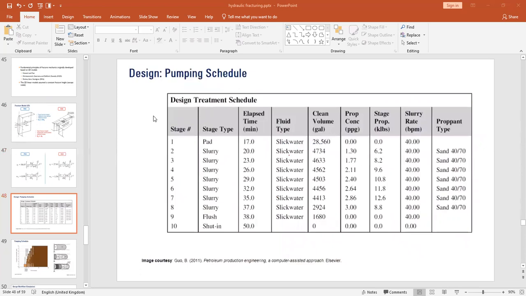Yes, sir. So for the design now, designing means that you have to plan the pumping schedule. That's the meaning of your design. So this is an example of a design, and this design is obtained from, I think, Petroleum Production Engineering, a computer assisted approach. I don't know if you have this book.